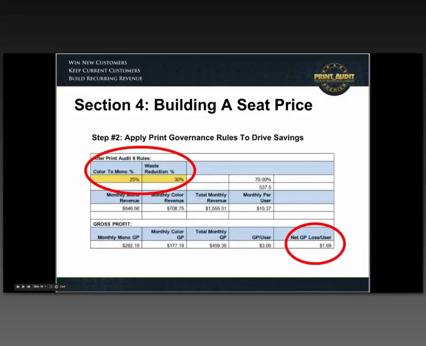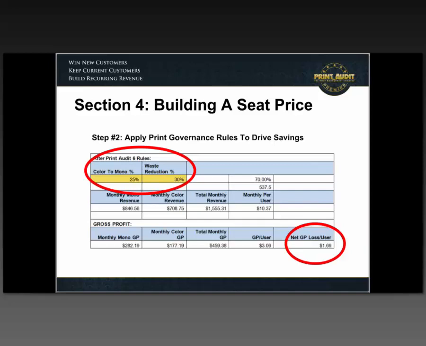Now, one of the things that we do with print governance software is it allows us to have actual control of what kinds of things are being printed and when things shouldn't be printed at all. So again, with the introduction of embedded solutions offered through Print Audit 6, as well as secure release solutions, you can see a waste reduction of 30%. And that's what we put in here. It's actually reduced the volumes by 30% in the account. And we're going to take 25% of that color volume that's being printed in email and web print, and convert that to black and white.